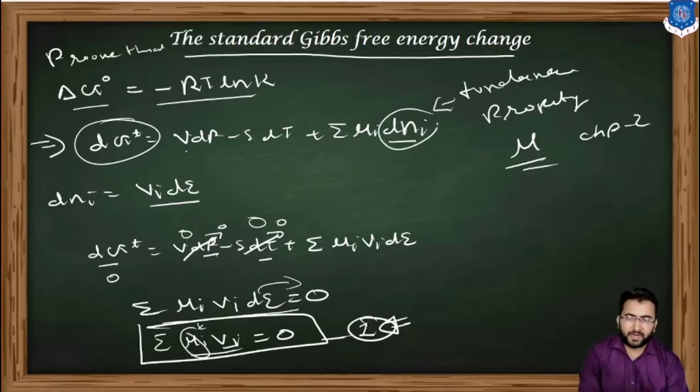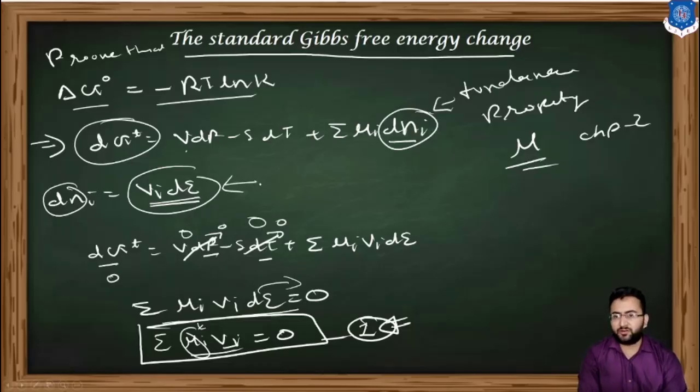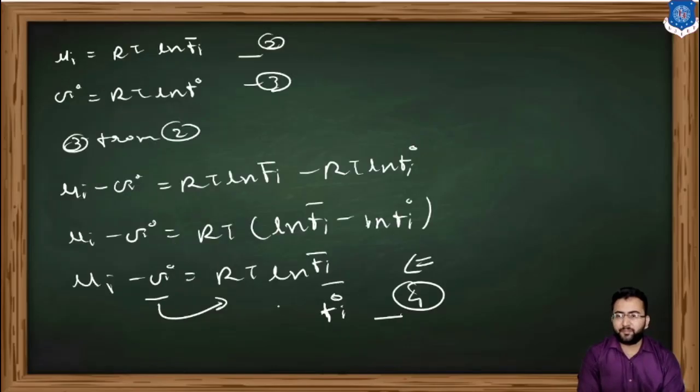In this fundamental property relation, we are replacing dni with Vi d epsilon, which was already proved in the lecture before. Replacing dni with Vi d epsilon, then putting the value here and simplifying this equation, we get equation number 1.